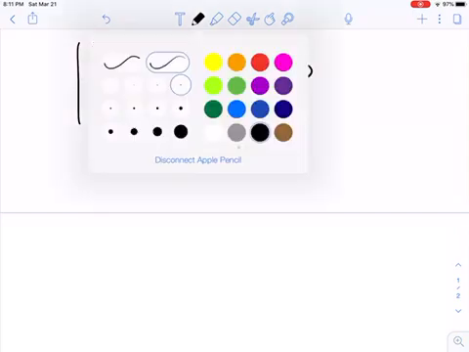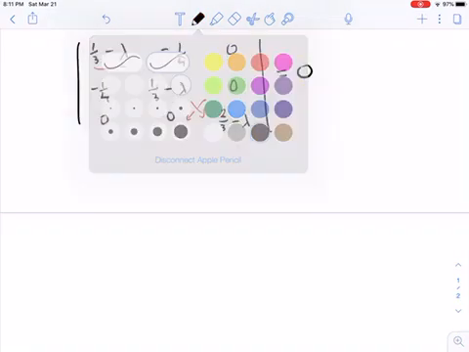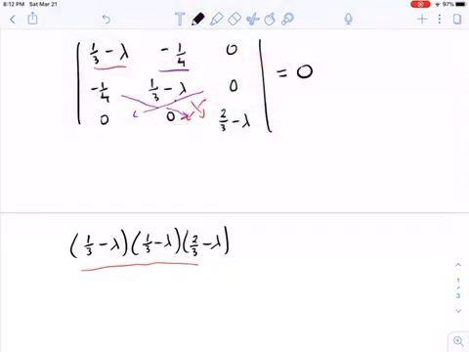Okay, so first thing we do is write down the first element and then do a cross multiplication. So we get 1/3 minus lambda times 1/3 minus lambda times 2/3 minus lambda, minus 0 times 0. That's the first part. Next, we take minus this element and then do a cross multiplication like so. So we get minus a quarter, so we get a plus quarter, and then we have minus a quarter times 2/3 minus lambda, and then minus 0 times 0.